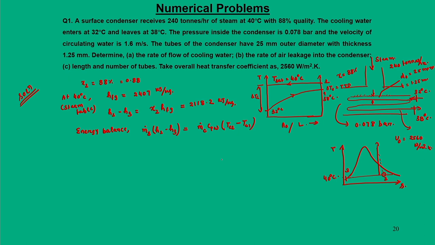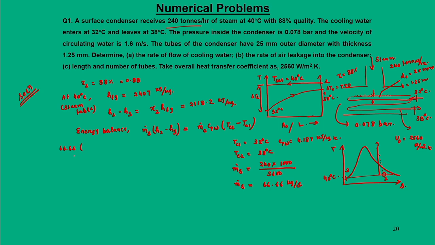So, we have all the data: TC1 is 32 degree centigrade, TC2 is 38 degree centigrade, CPW is 4.187 kilojoule per kg Kelvin for water, and the mass of the steam, m dot s, is 240 tons per hour, that is 240 into 1000 by 3600. So, this value is 66.66 kg per second.